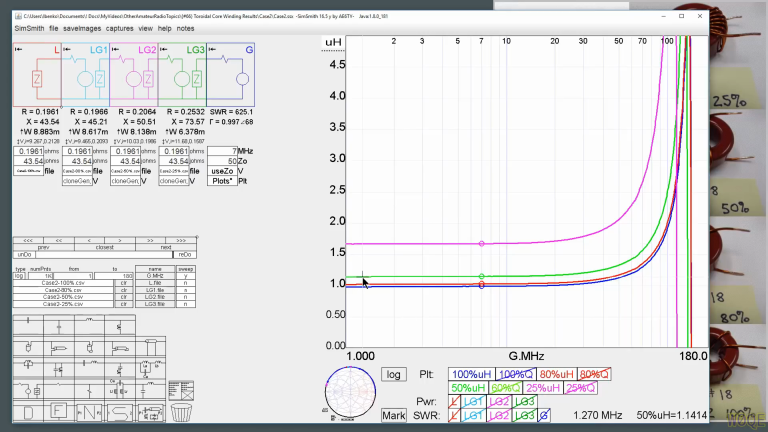We see it dropping to 1.14 for the 50% case. We see it dropping to 1.02 for using 80% of the core, and it dropped down to 0.98 for using 100% of the core. We see the inductance rise as you'd expect to see it rise before we go through the parallel resonant frequency.